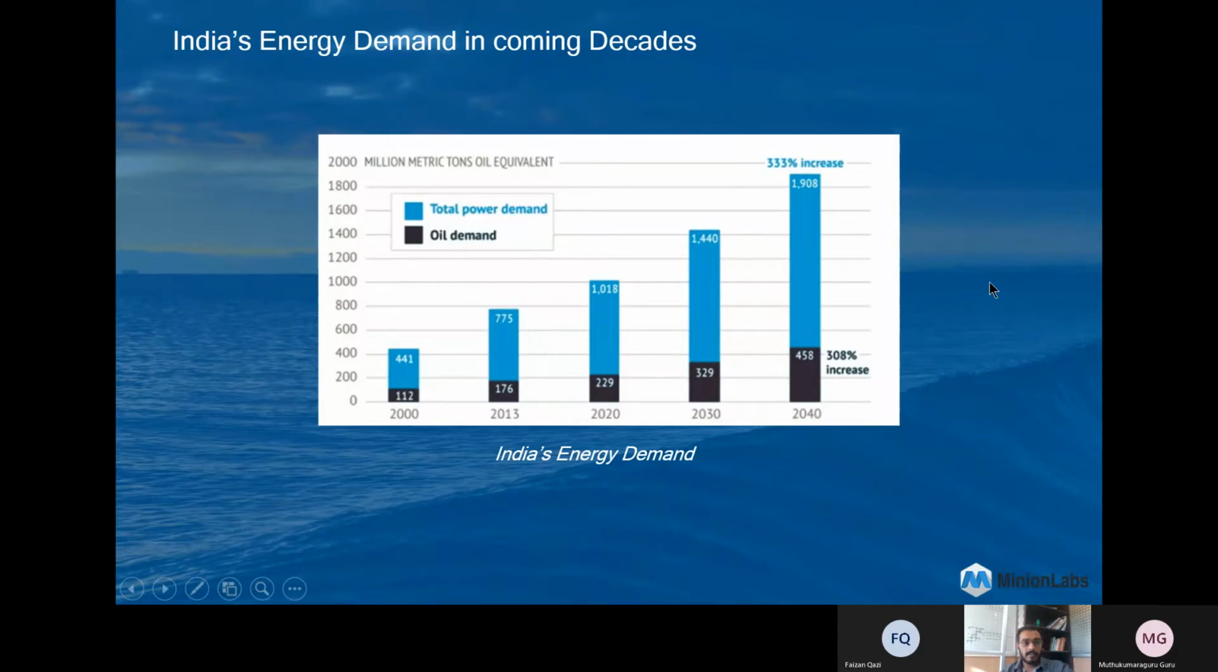So this is India's energy demand in the coming 2 decades. If we see, in 2000, only 441 million metric tons of total power was consumed. But when you come to 2040, we can see over a 333% increase. So this will be the energy demand in India over the next 2 decades.